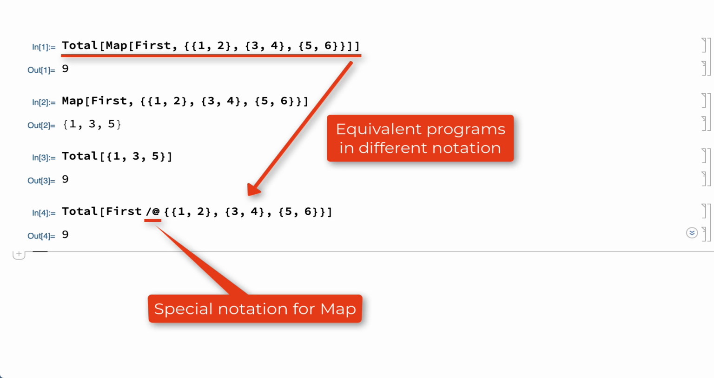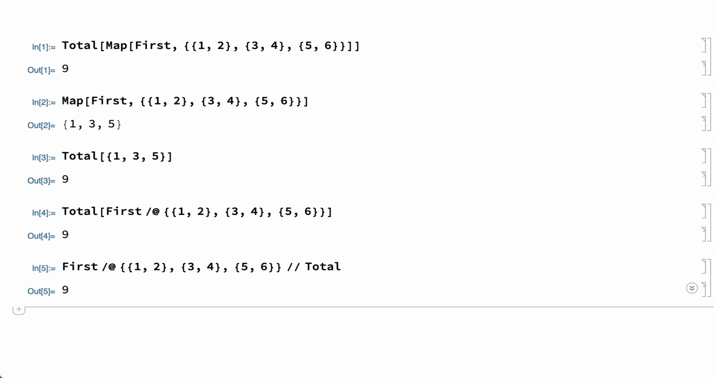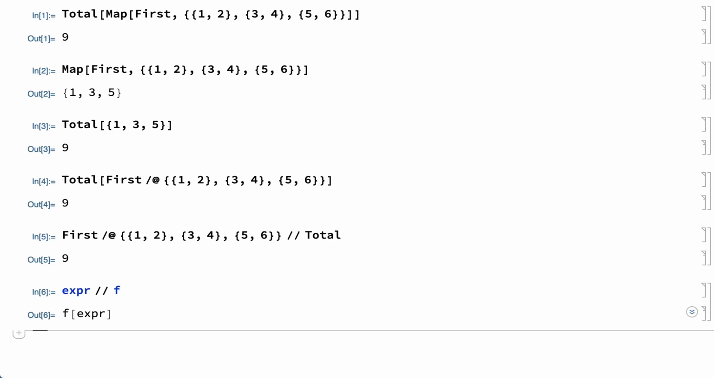Another alternative, which is reasonable considering that total is applied at the end of the calculation, is to put total at the end of the input, which can be done using the // operator, which is the operator for entering postfix notation. Postfix is a technical term which means putting a function after the arguments of the function. Following an expression by //f, for example, is the same as applying f to that expression, so // total in the previous input is just another way of applying total at the end of the calculation.